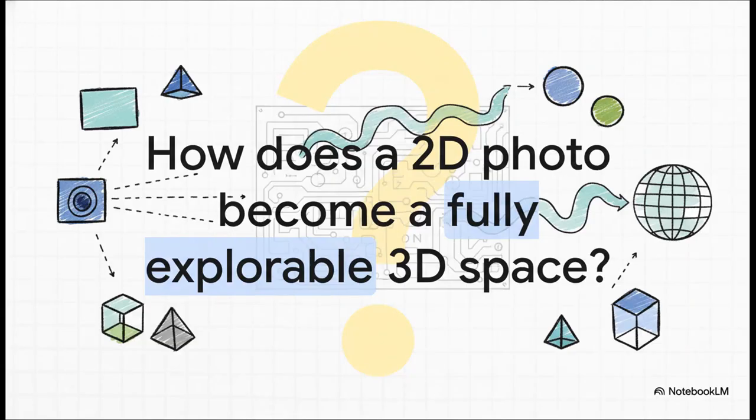I mean, it really seems like magic, doesn't it? The idea of taking a single, flat photo and somehow pulling out enough information to build a digital world you can actually move through. But it's not magic. It's this amazing mix of geometry and some serious computation. And we are going to pull back the curtain on how it's all done.